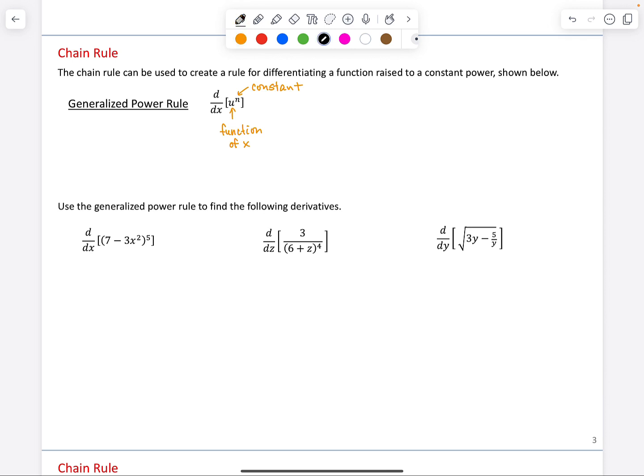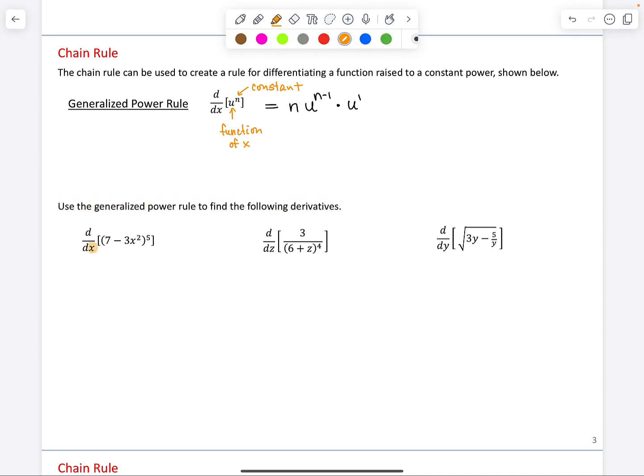If this is the case, then the derivative will produce, we do the power rule, where the n drops down to the front, we repeat the base, the new power is 1 less, and then we multiply by the derivative of that base. And this is our generalized power rule, which is just a consequence of applying the chain rule. Let's use this generalized power rule to find the following derivatives.